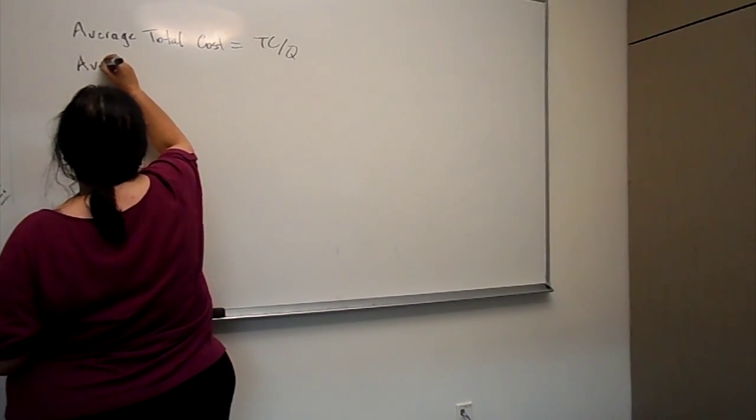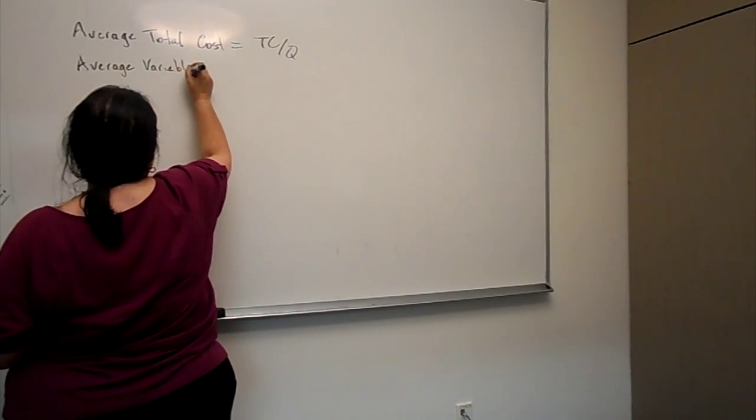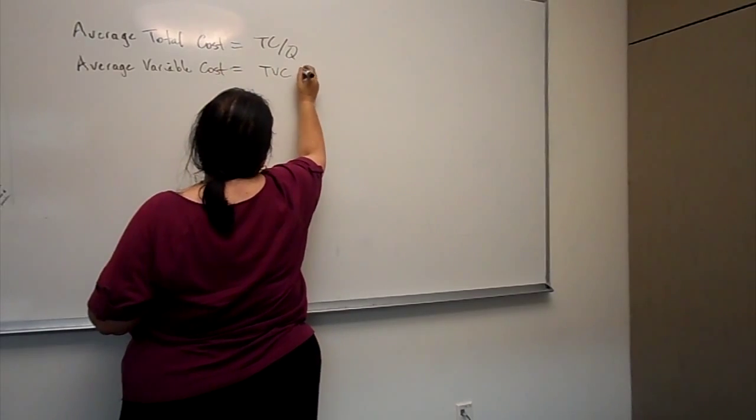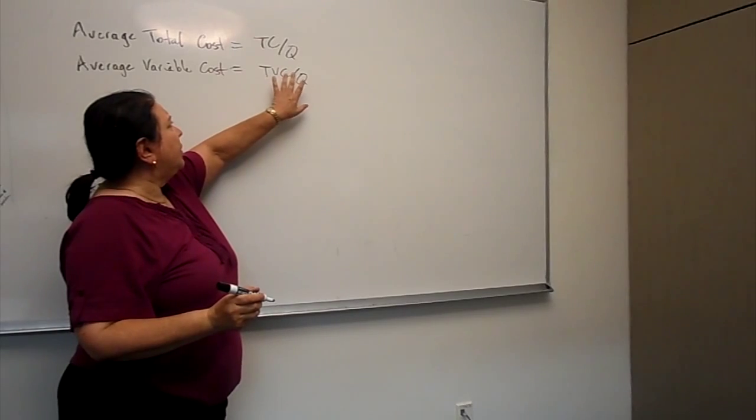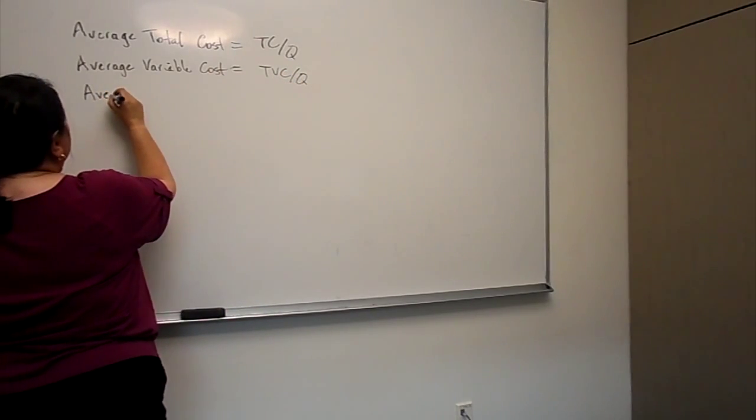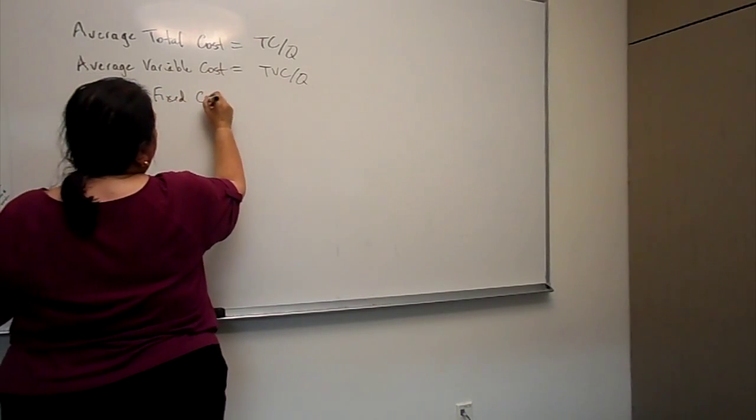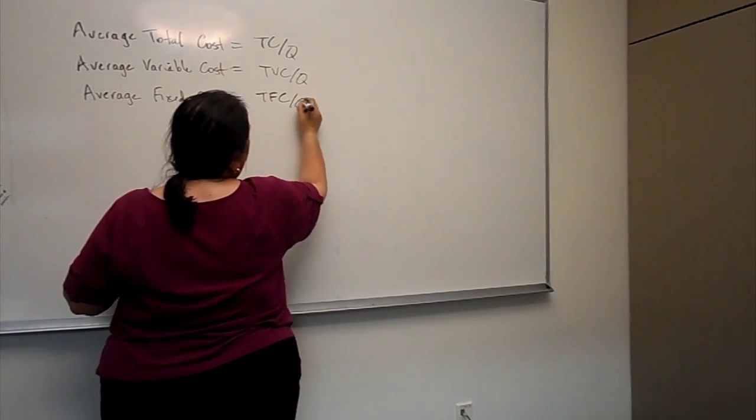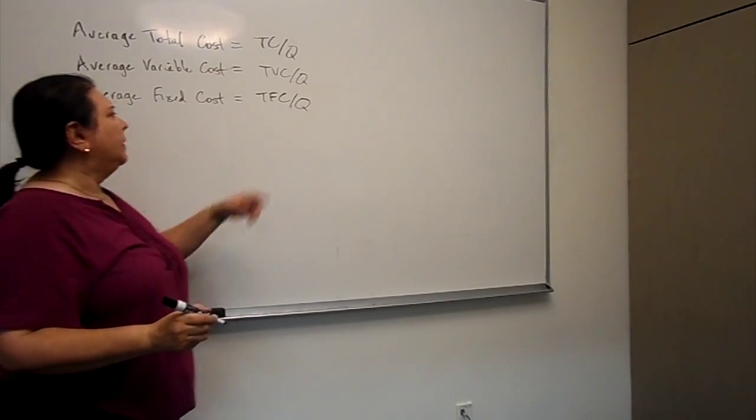The average variable cost equals the per unit variable cost. It's the total variable cost divided by quantity. And the average fixed cost is the total fixed cost divided by the quantity, which is a constant divided by the quantity.